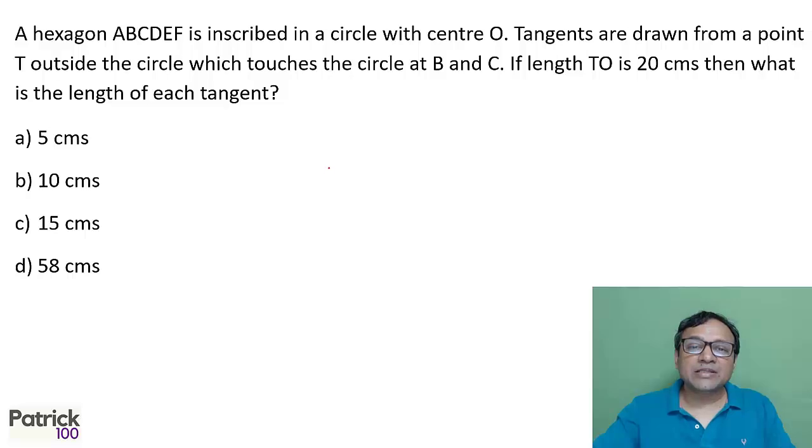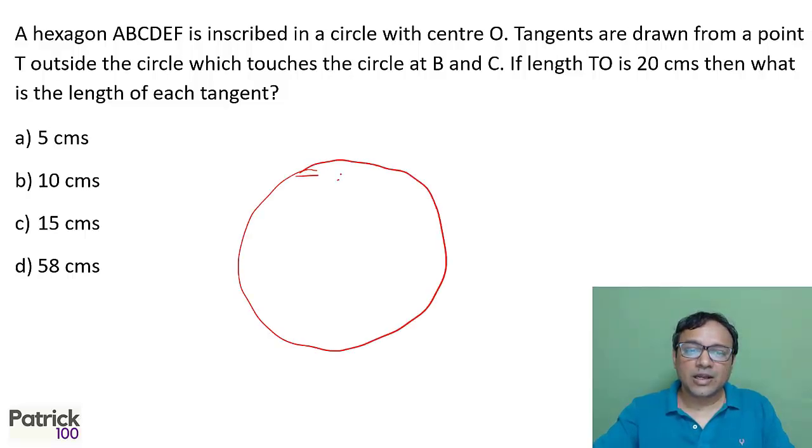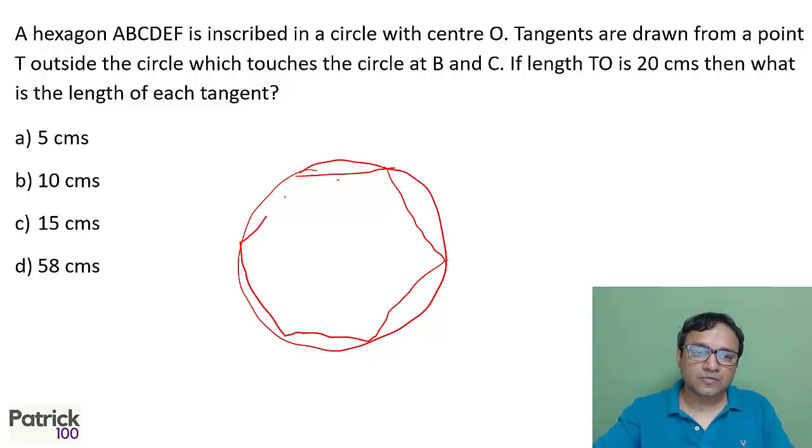A hexagon is inscribed in a circle with center O. If you look at a circle and a hexagon, it touches the circle at B and C. Suppose you draw tangents from here. They touch the circle at B and C. O is the center of the circle, and T is the point from where the tangent is drawn.